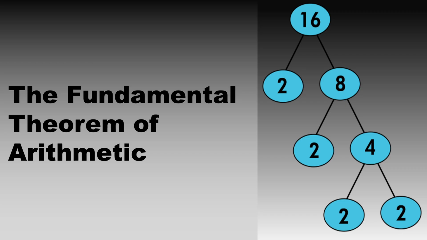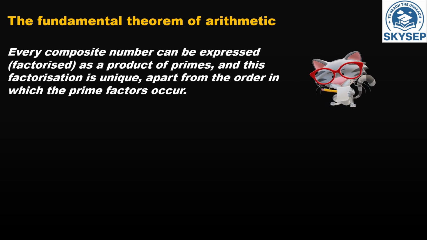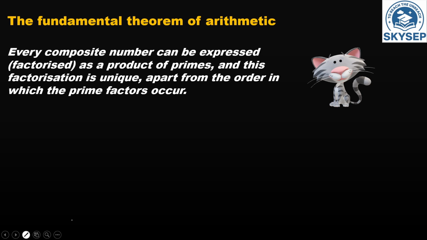So we are going to the most important topic of this chapter, the fundamental theorem of arithmetic. Let's see what this theorem states. Every composite number. So what do you mean by composite number? Composite numbers are the numbers which have more than 2 factors. That means I am saying 12 is a composite number. What are the factors of 12? 1, 2, 3, 4, 6, 12.